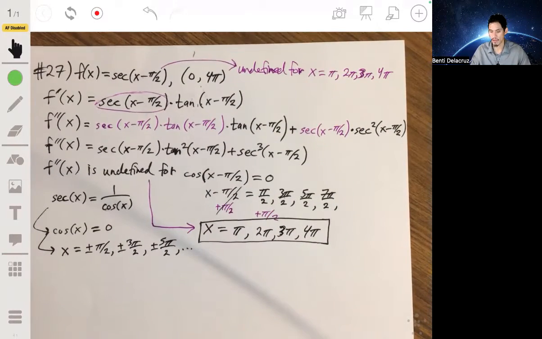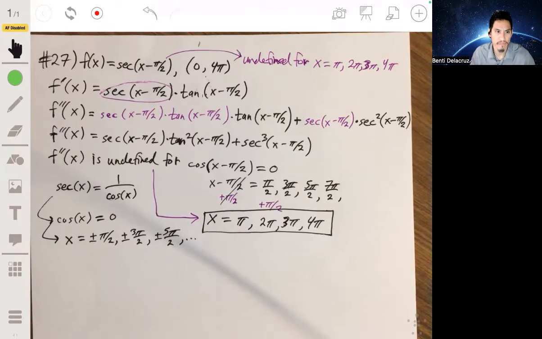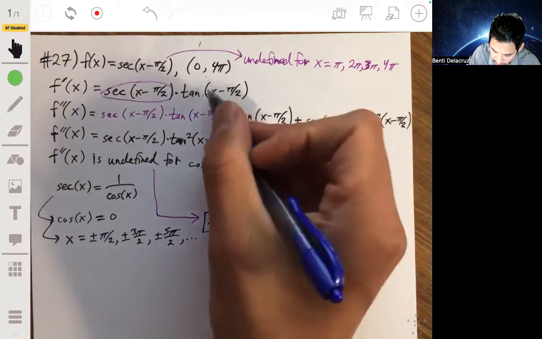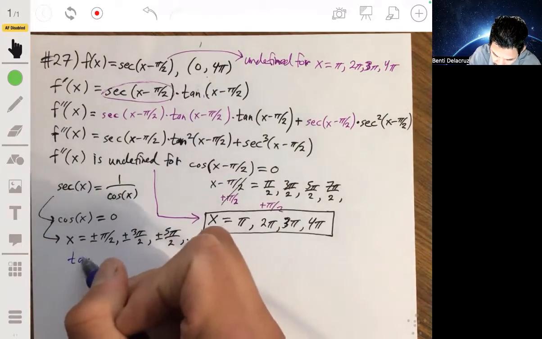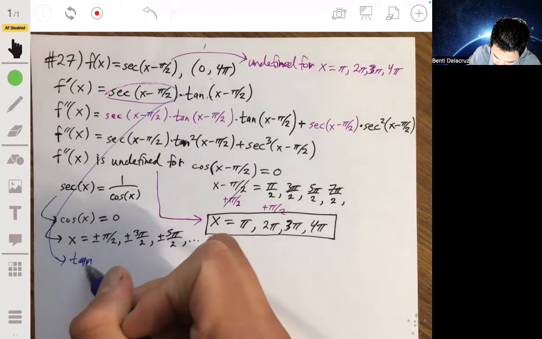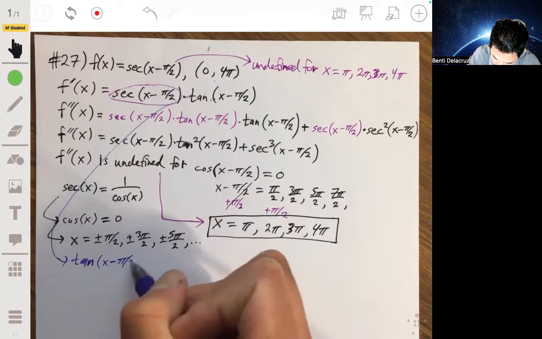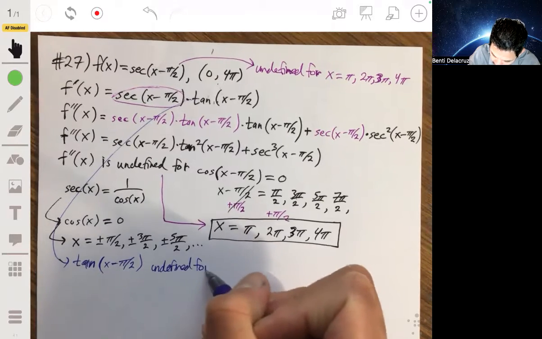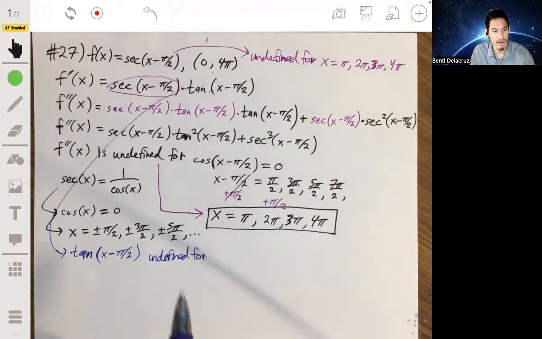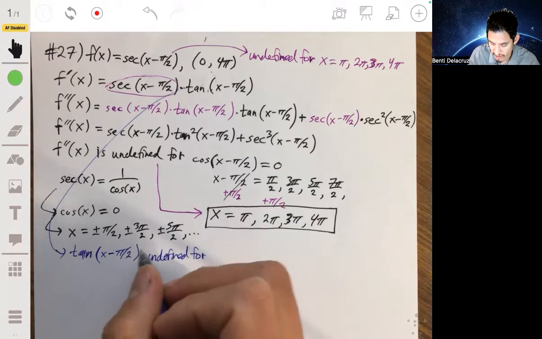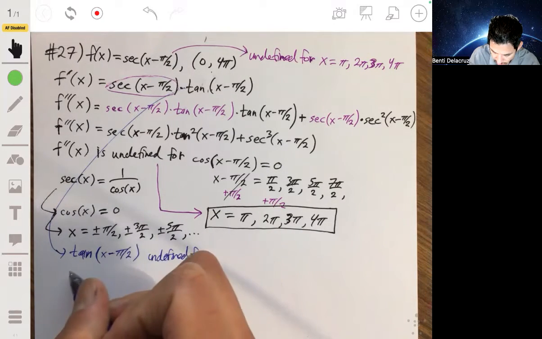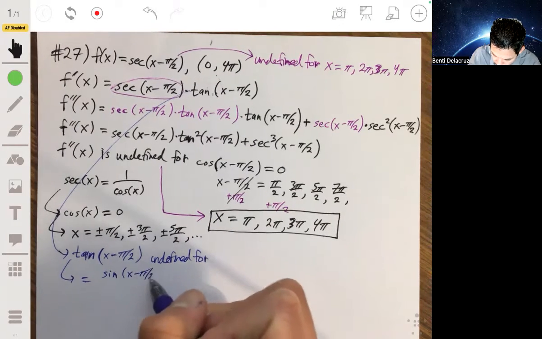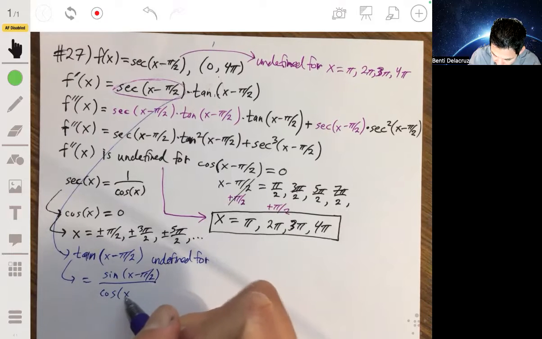Now, the additional part: you've got to look where the tangent of x minus pi over 2 is undefined. Where is the tangent of x minus pi over 2 also undefined? Now, let's remember that the tangent of x is equal to the sine of x over the cosine of x. So think of this as being equal to the sine of x minus pi over 2 over the cosine of x minus pi over 2.